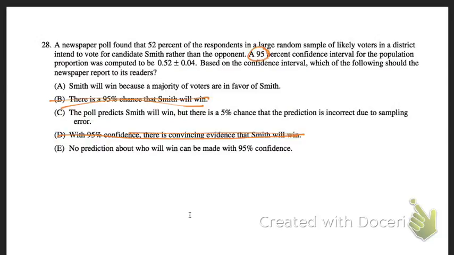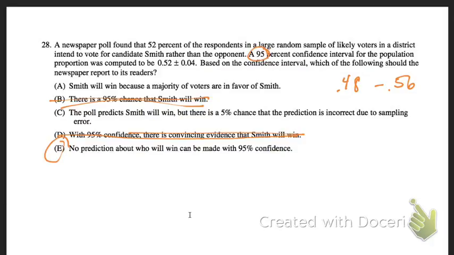What is that plus or minus? 0.5. So the margin of error, it's from 0.48 to 0.56. If you go down to the bottom part, 48% means he wouldn't win, and 56% would mean that he would win, but 0.5 is contained in there. So we could not make a prediction with 95% confidence. So E, does that have to be greater than 0.5? Well, also you can't make a prediction.